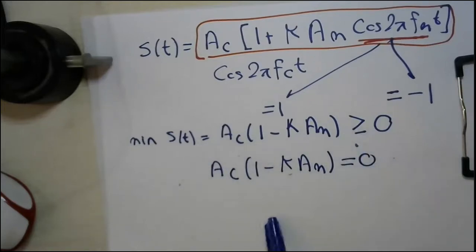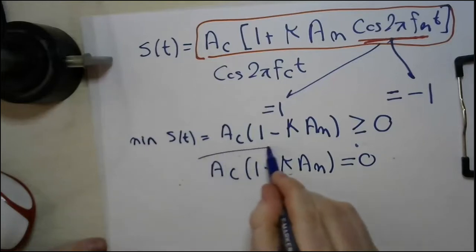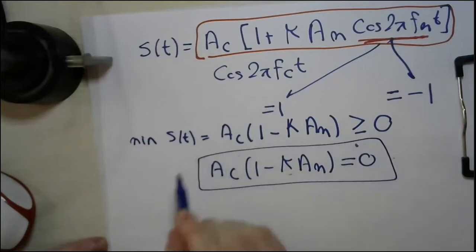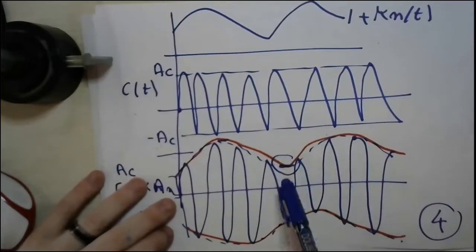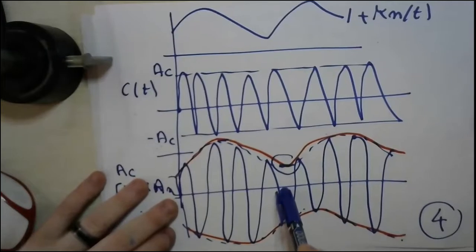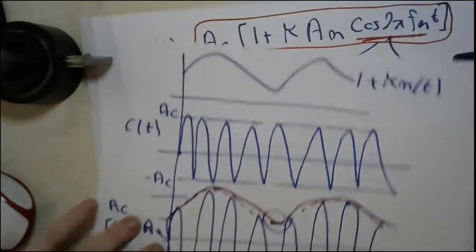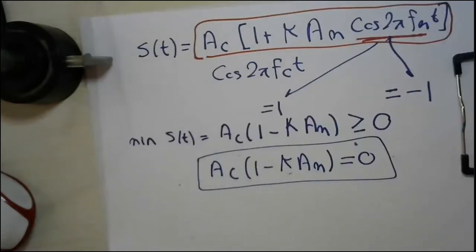This will lead to the minimum value for your signal. So if you go to this condition, you will have what we can call a fair modulation. So your minimum will turn out to be typically equal to 0.